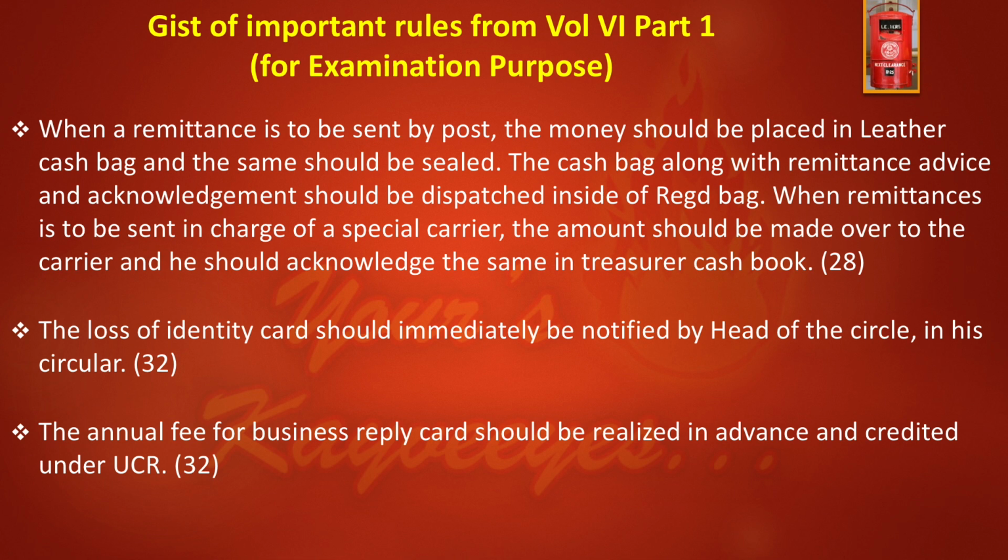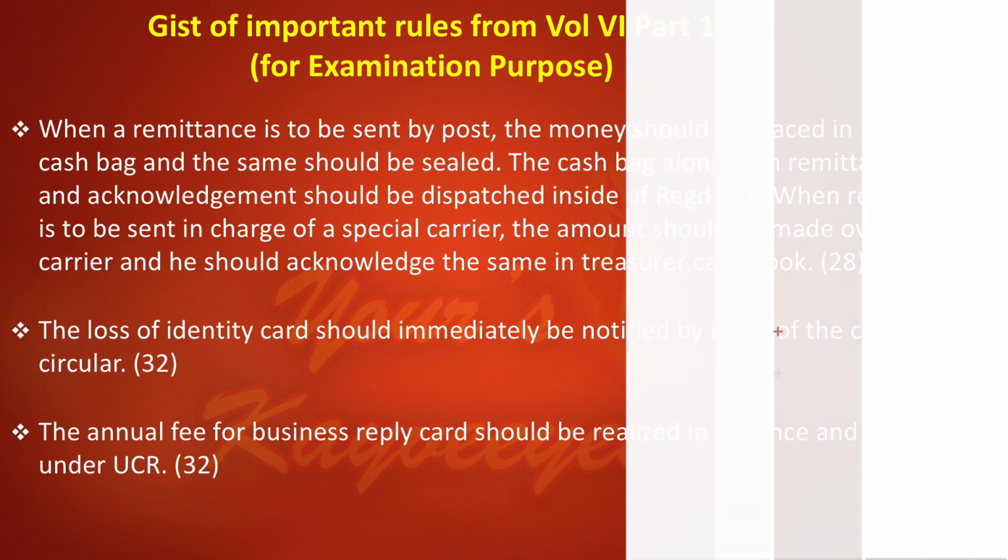The loss of an identity card should immediately be notified by the head of the circle in his circular. This is Rule number 32. The annual fee of a business reply card should be realized in advance and credited to UCR. We have already seen in the PO Guide also that the annual fee should be credited in advance.